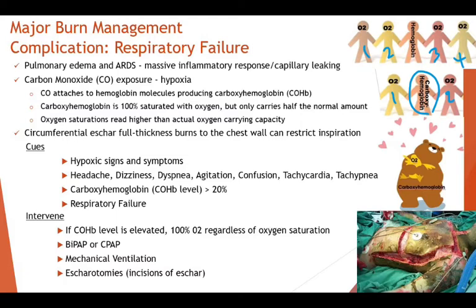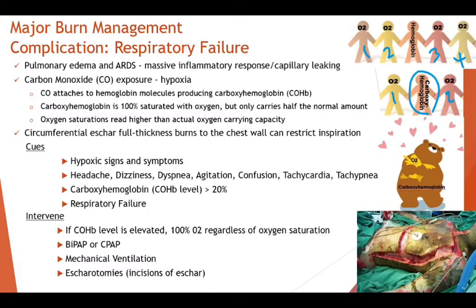So the problem with carbon monoxide poisoning is that you actually read 100% saturated, because you are. Carboxyhemoglobin carries 2. It's holding 2. It's 100% saturated with oxygen, but it's only carrying half the amount that we are supposed to be carrying around. So you can end up with hypoxia and 100% saturations. And that's the danger of carbon monoxide poisoning.